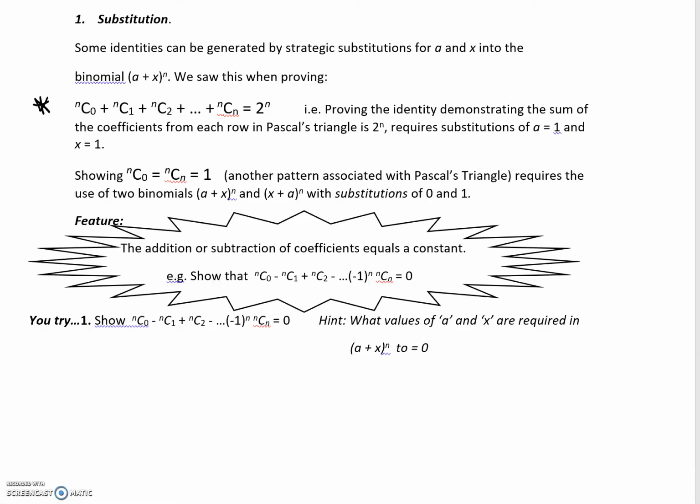Okay, let's look a little bit more closely at this substitution method for showing that an identity is true. Now, while you probably know the method, and it's quite simple in that all you need to do is to choose some appropriate values for a and x in our binomial, and then subsequently in the expansion of the binomial. And that in itself is a very simple technique.